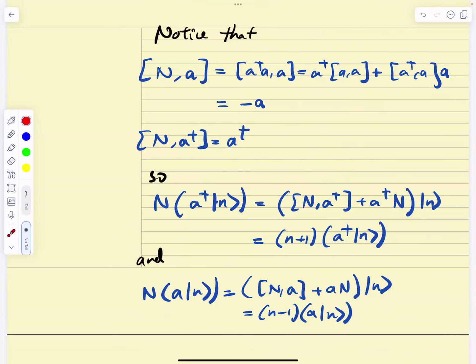Now, why are they called raising and lowering operators? Let's look at the commutation relation of n and a. Well, n is just a dagger a. You could expand this and write it as a dagger [a, a] plus [a dagger, a] a. This is 0. [a dagger, a] is -1, so you end up with minus a. You could repeat this for a dagger and you get plus a dagger.